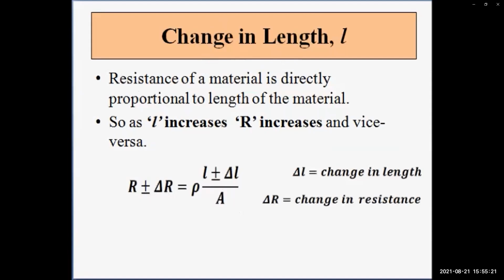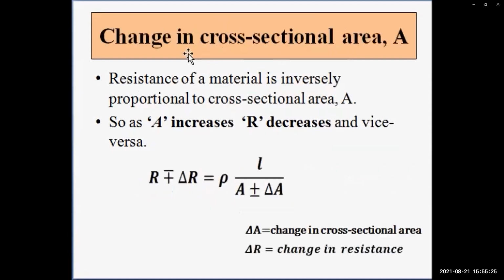Similarly, let us then consider change in cross-sectional area. Resistance of a material is inversely proportional to cross-sectional area. So, if cross-sectional area increases, R decreases, and if area decreases, R increases.